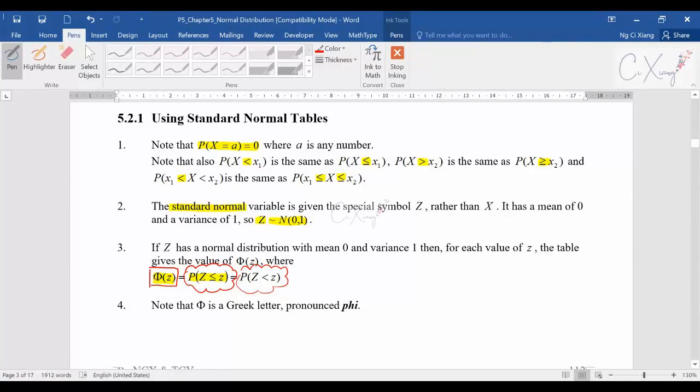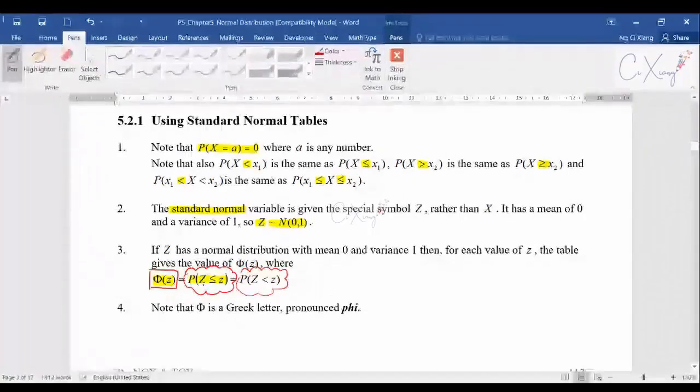All right, but just in case you see any marking scheme or any reference book that writes this symbol, generally it means z smaller than that value.